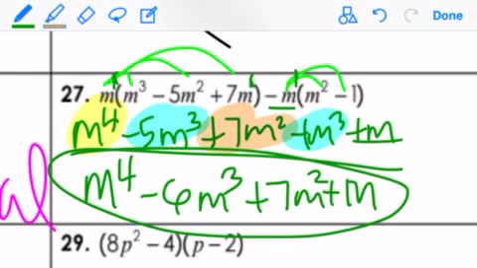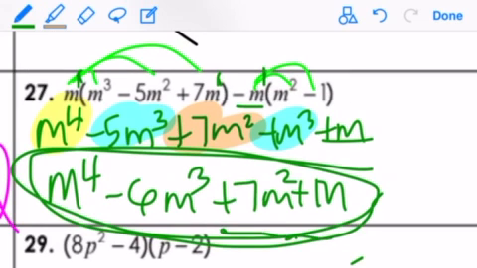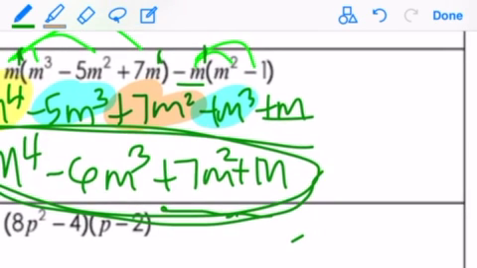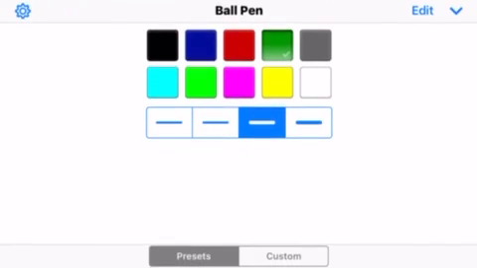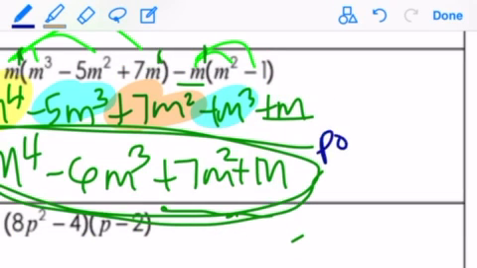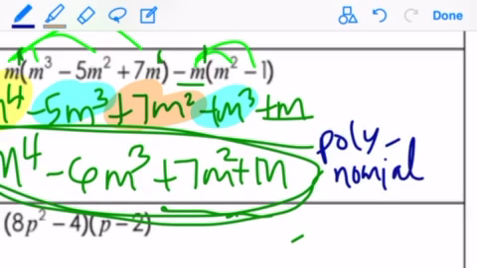Okay, so this is simplified in standard form, and there are how many terms? 1, 2, 3, 4, so that is a polynomial.